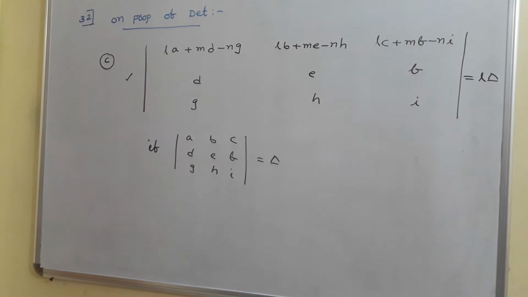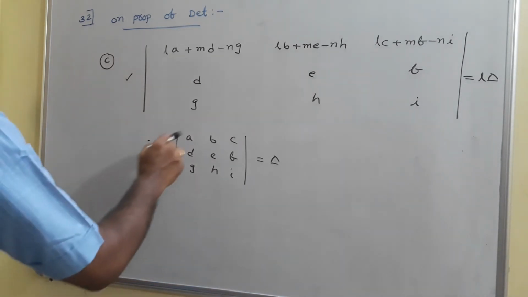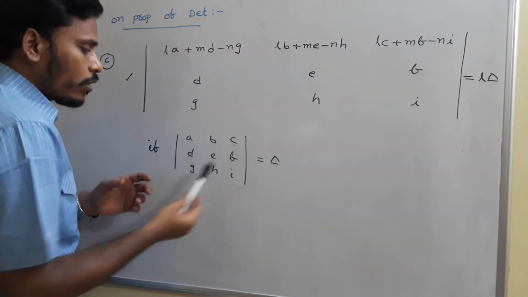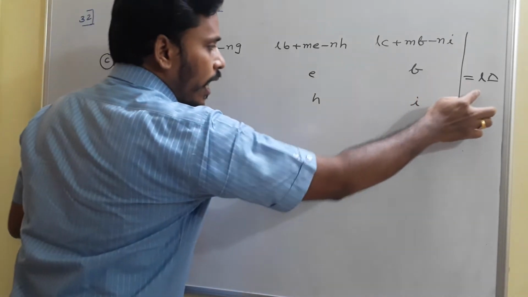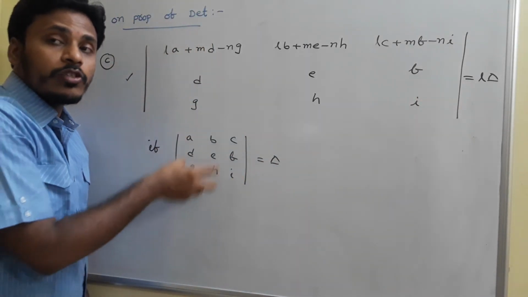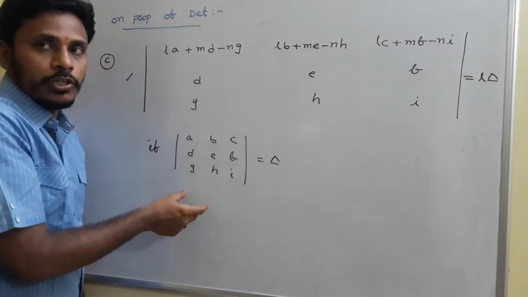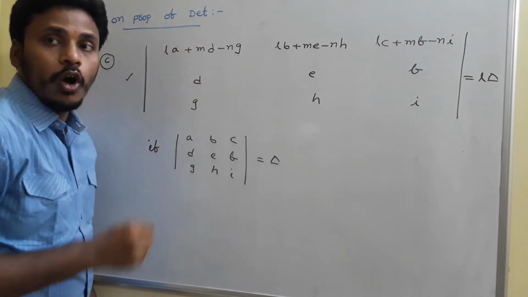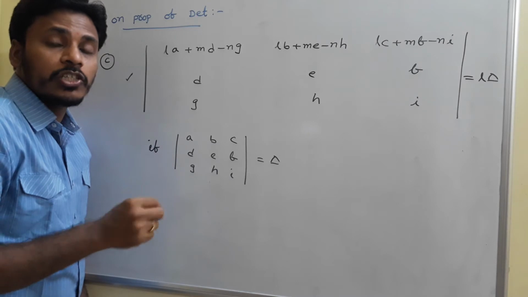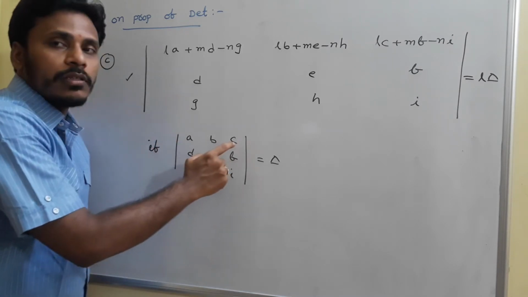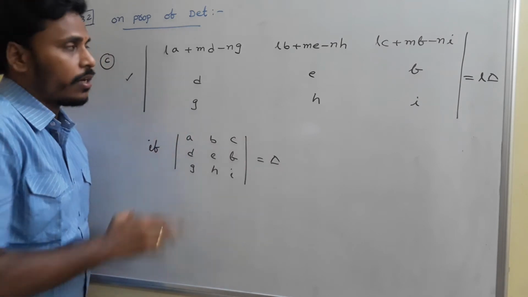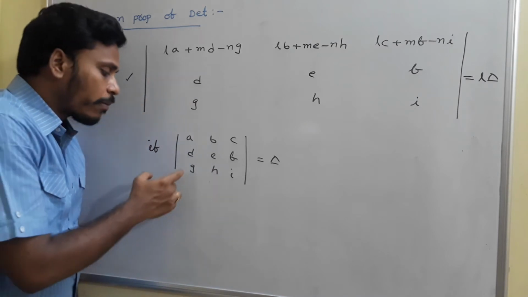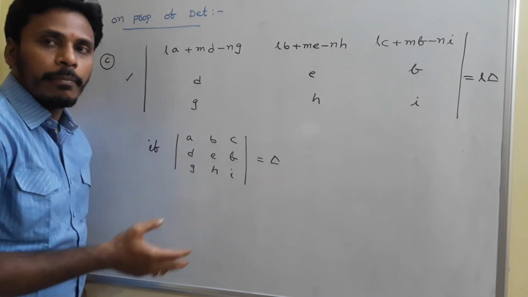Just as we discussed now, if the determinant of this A, B, C, D, E, F, G, H, I is delta, then this determinant is L delta. So you just pay attention to the answers, delta and L delta, as well as the elements of the determinant. How are the elements changed in these two determinants? See, the second row and third row are the same, whereas the first row is a linear combination of each row. Because the first row is ABC, you multiply that first row with some constant, say L, then multiply the second row with some other constant, say M, and then multiply the third row with some other constant, say N.